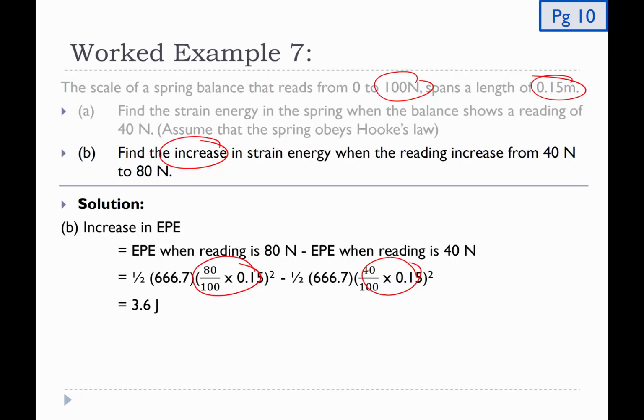One last thing that I want to mention here is that in this question, we are using the term strain energy. You need to understand that strain energy refers to the same thing as elastic potential energy, as mentioned in the earlier slides.